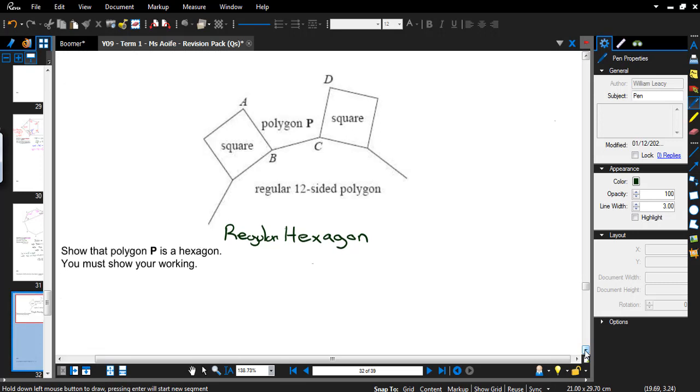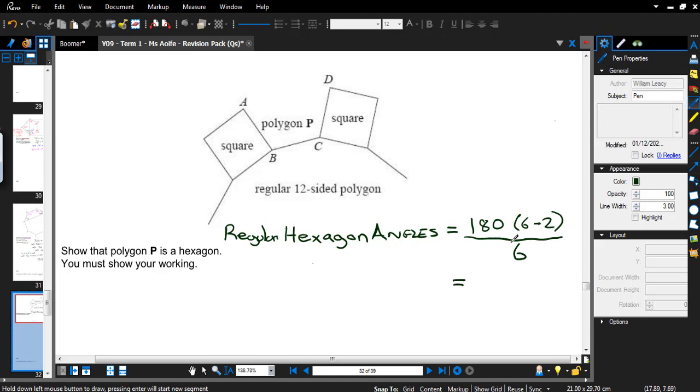Alright, so regular hexagon. We know the internal angles. I'm just going to say angles. I don't care about the exterior right now. We only care about the inside, don't we? Don't care what's on the outside. Regular hexagon angle equals 180 times n minus 2, 6 minus 2 over 6.